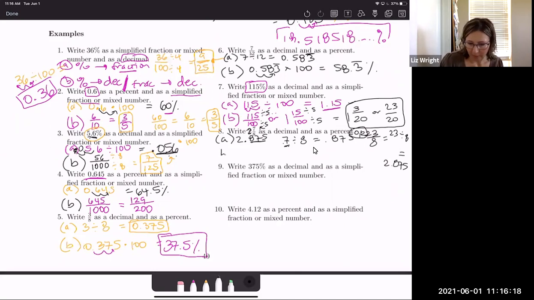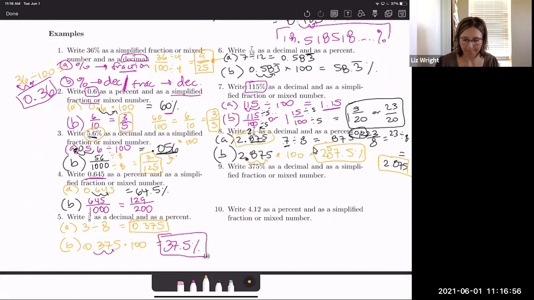And then the next one, it says we are writing it as a percent. So taking it as a percent, I'm going to go back to my decimal form. My decimal form is 2.875. And if I'm taking a decimal form and changing it into a percent, we are multiplying by 100, which means I'm taking that decimal and moving it 1, 2, which should end up with 287.5%. All right, next one.